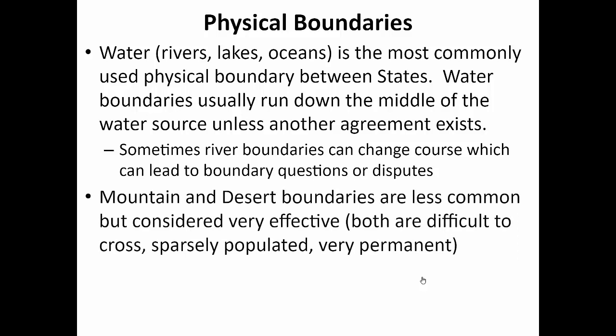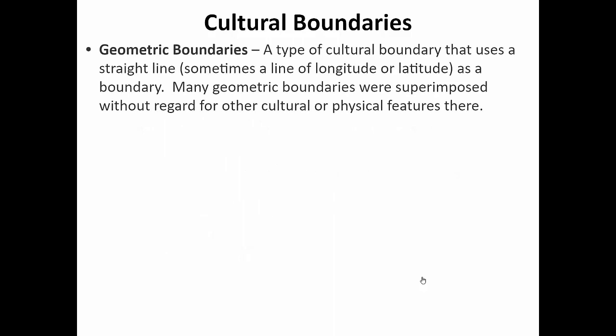All right. Mountain and desert boundaries are less common, but they are still considered very effective physical boundaries. Let's face it. Mountains and deserts are generally tough to cross, like water. They are generally very sparsely populated for a reason because they are uninhabitable or they are harsh. And let's face it, mountains and deserts tend to be pretty permanent, especially mountains. And so that's going to be a steady, reliable boundary that you're going to be able to use essentially for eternity.